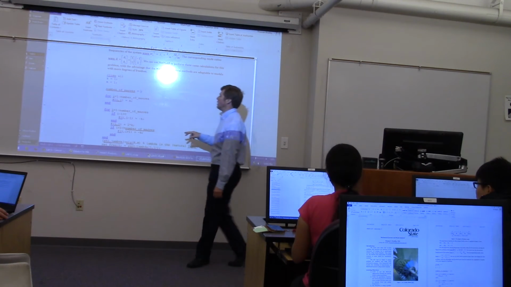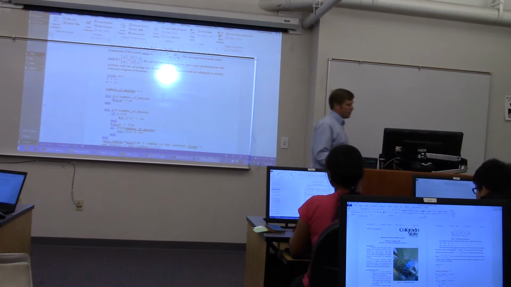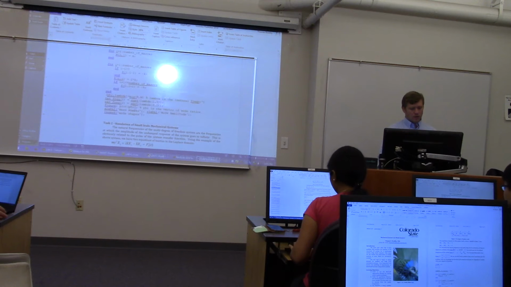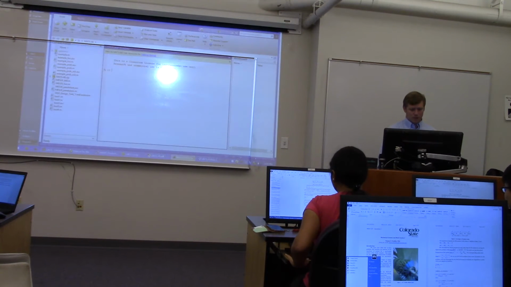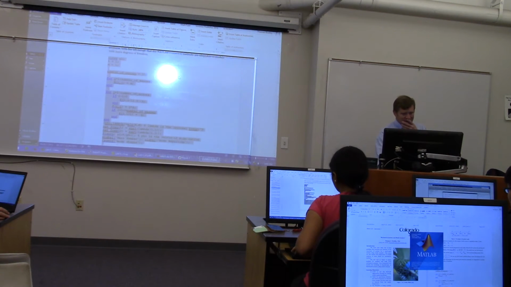Let's start by changing this number of masses here to just make it 2 to start out with, so we can make this easily visualized. But you should be able to copy and paste this whole code into your MATLAB script, and I'll take you through it and show you what it does.